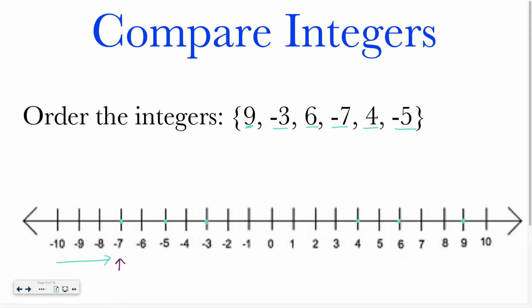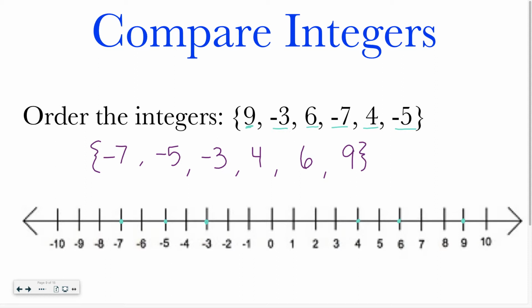Okay, so the first number that I have is -7, then -5, -3, 4, 6, and 9. They are ordered least to greatest now. Okay, so if you need a number line in order to order them for the first few times, I'm okay with that.